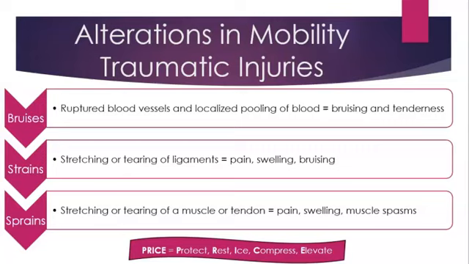Strains is stretching or tearing of ligaments. There's pain, swelling, bruising. When we look at sprains, there's stretching or tearing of muscle or a tendon, which results in pain, swelling, and muscle spasms. So all of these we treat the same. We PRICE them. We protect, rest, ice, compress, and elevate. Bruises, strains, and sprains, we PRICE them. Protect, rest, ice, compress, and elevate.